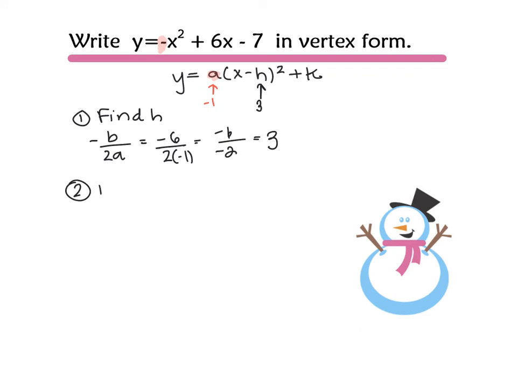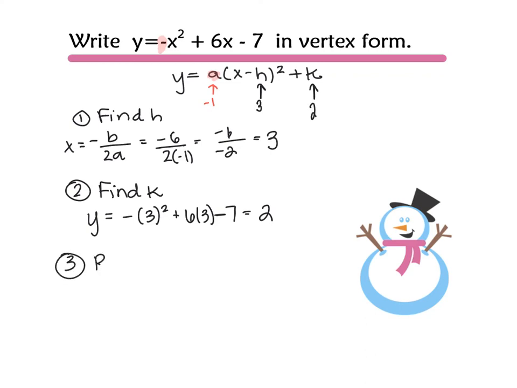Next, I find k by plugging that x value into the original equation. Remember, you have to put it in parentheses when you plug it in. When you simplify this, you get 2, so k is 2. And lastly, you rewrite your equation. You get y equals negative 1. You can just put a negative instead of writing out negative 1. x minus 3 squared plus 2.